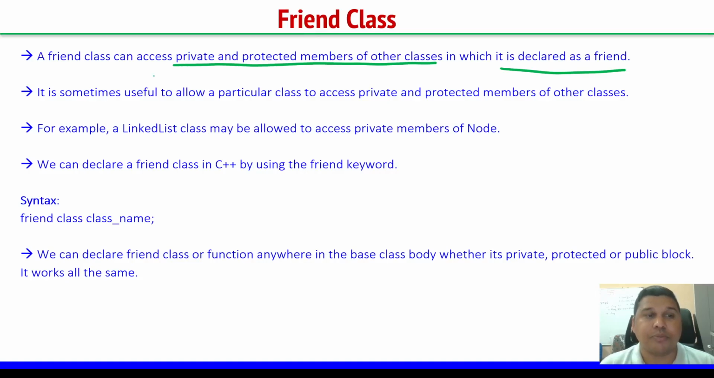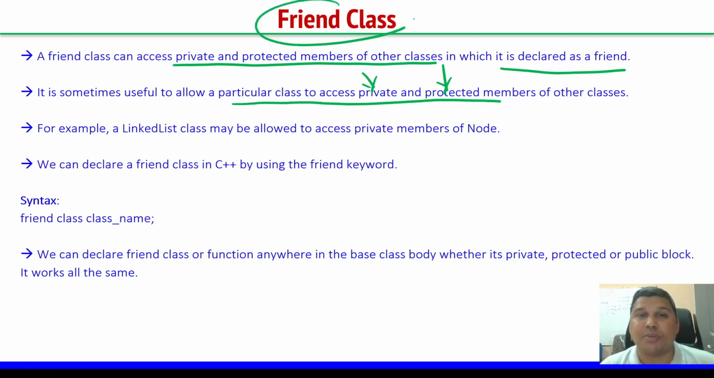Next point: it is sometimes useful to allow a particular class to access private and protected members. Generally, we know private cannot be accessed outside the class, and protected cannot be accessed unless it's an inherited class. But sometimes you want to allow it, and then you can use the concept of friend class. So what is the syntax we have seen? Friend, class, and the class name, right?